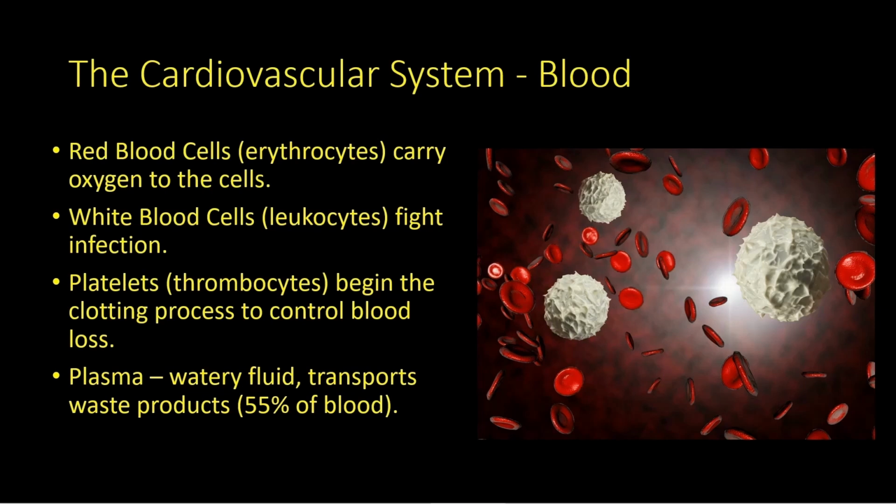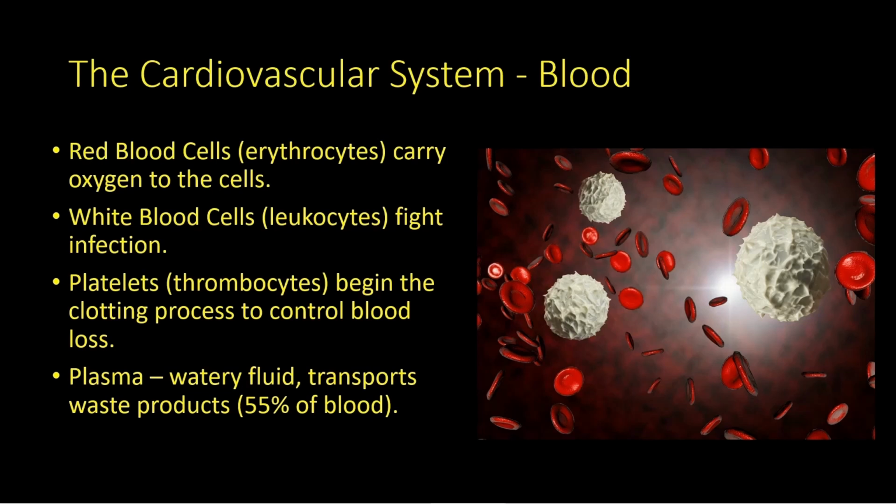Lastly, we have plasma. Now plasma is a watery fluid. It transports much of the waste products back in the blood to get out of the body, and it makes up about 55% of the blood. This is what keeps the blood fluid and flowing well.